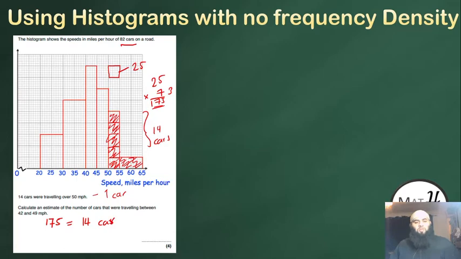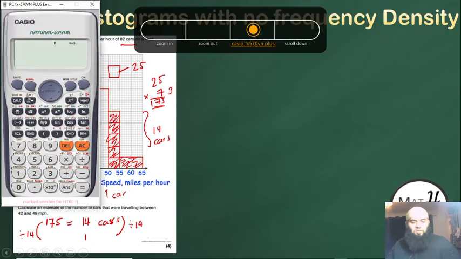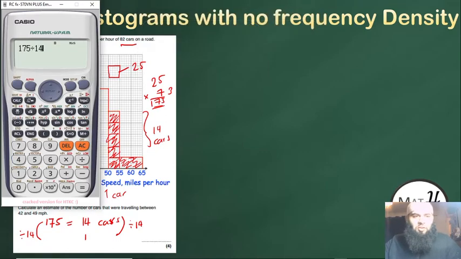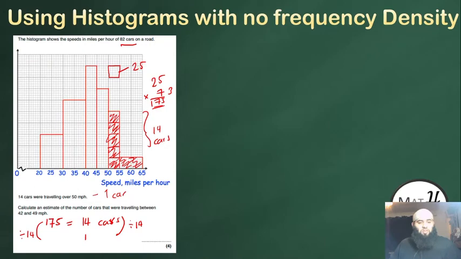Okay, so for us to find out how much one car is, we have to do 14 divided by 14, and likewise on this side, we have to do 175 divided by 14. Okay, so let's do that on our calculator. 175 divided by 14. So one car represents 12.5 boxes. So 12.5 squares or boxes represents one car. So that's good information. Now we need to find out how many squares we got between 42 and 49.